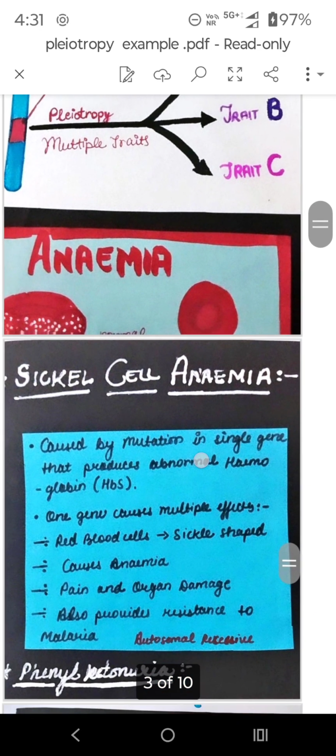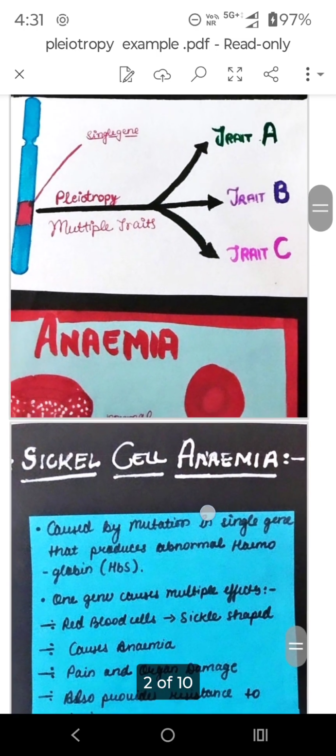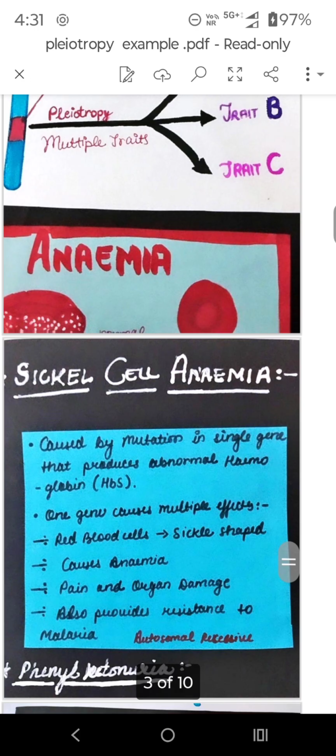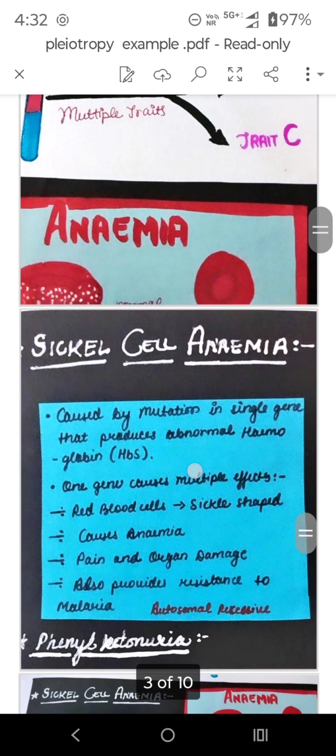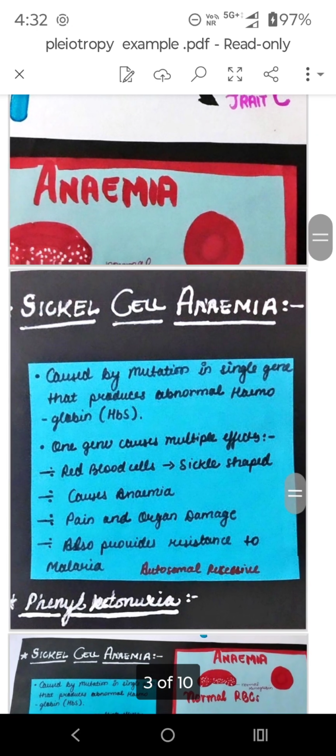Normally, in RBCs the hemoglobin carries the oxygen, but in sickle cell anemia this hemoglobin is unable to carry the oxygen. What happens is that the RBCs change their shape from biconcave and become sickle shaped. This is caused by a mutation in a single gene that produces abnormal hemoglobin, and due to that abnormal hemoglobin the cell becomes sickle shaped.